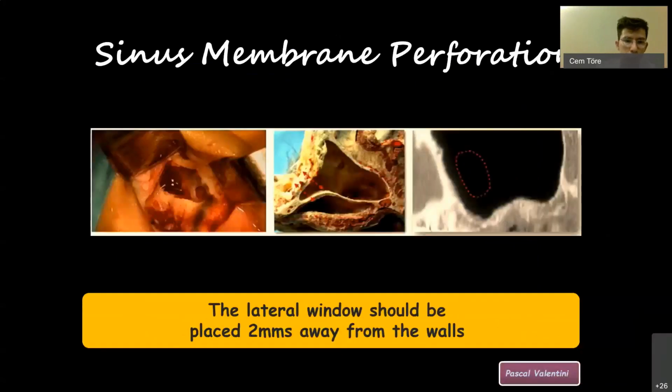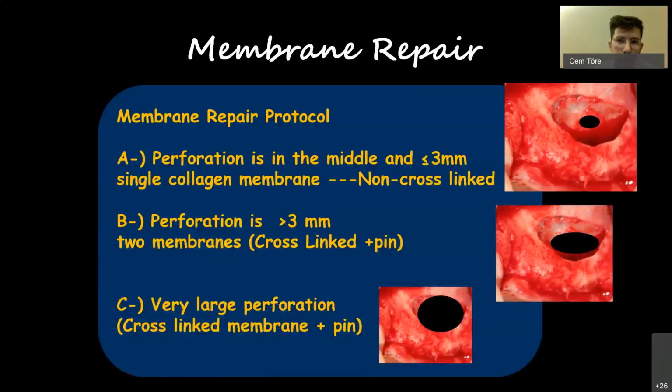The lateral window should be placed 2 millimeters away from the walls. The reason being, the place where the perforation occurs is very important to its repair. If it's in the middle, like on the top picture here, it's basically a case of lifting the whole membrane and then simply placing a layer of collagen membrane on the ceiling. It will stick on its own and then graft as we like it.